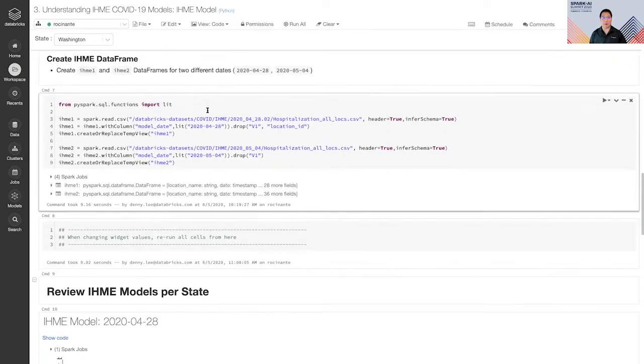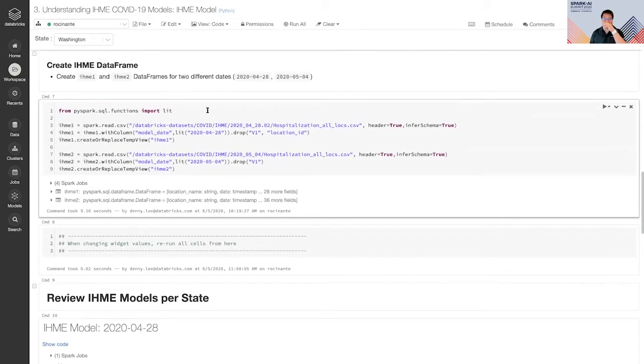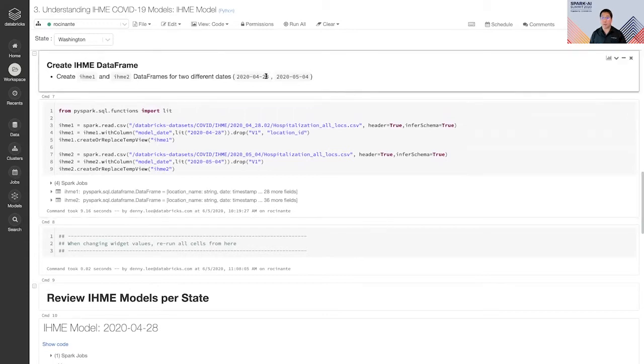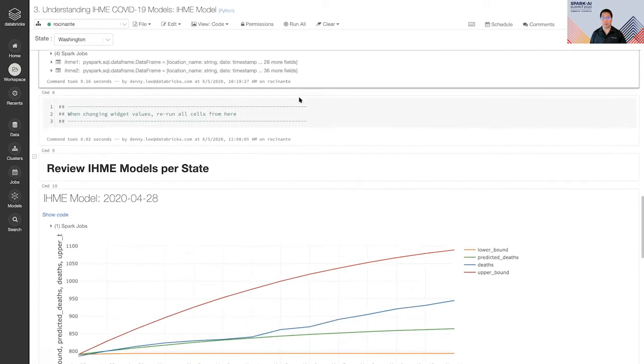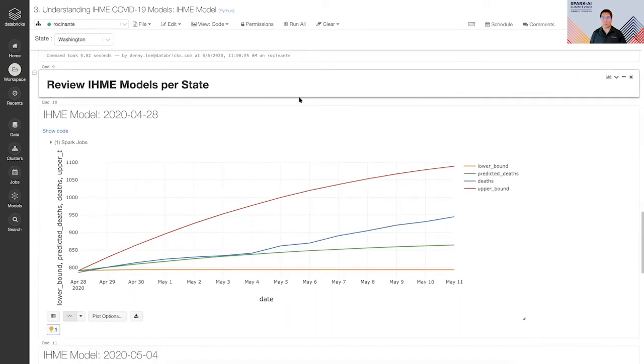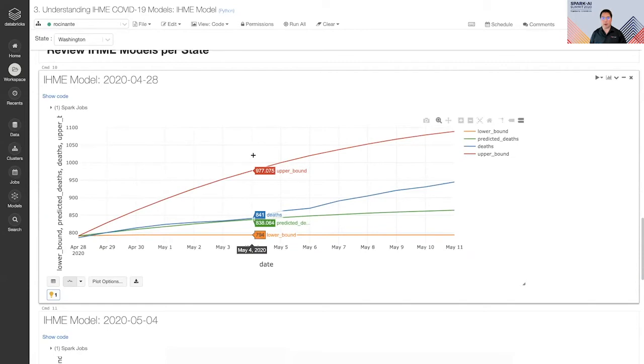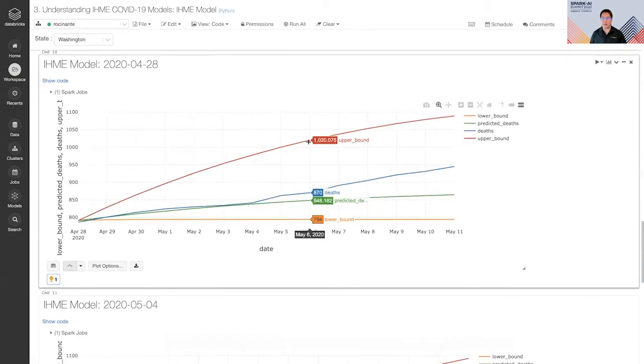From here, we're going to create multiple data frames. In this case, we're just going to focus on the 28th of April and the 4th of May. The 4th of May is important because there was a massive change to the model on the 4th of May, all right? When we run this, you'll notice, for example, the different models. On the 28th of April, if I look at May 6th, there's a massive variance here. It makes sense because it's greater than the 4/28 date itself, because there's less variance closer to when the model's created, and a week and a half out there's greater variance.